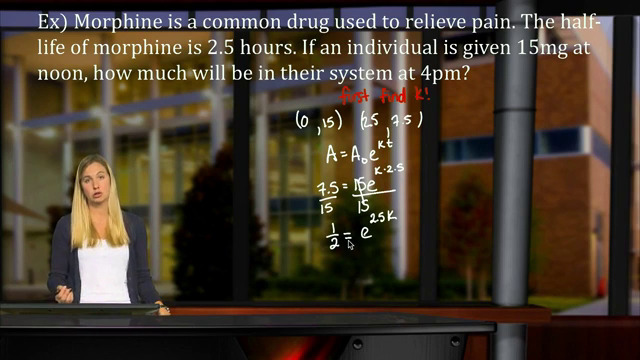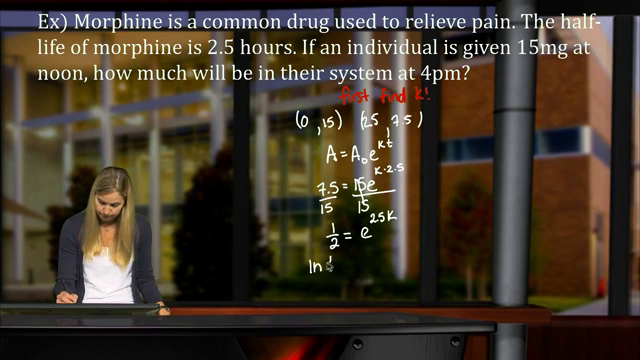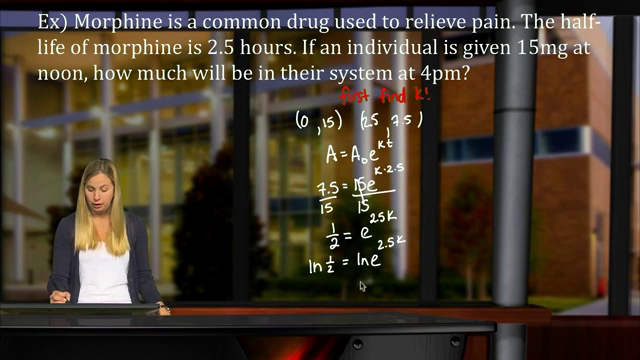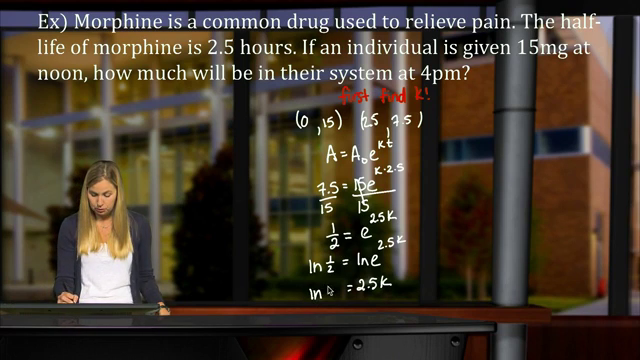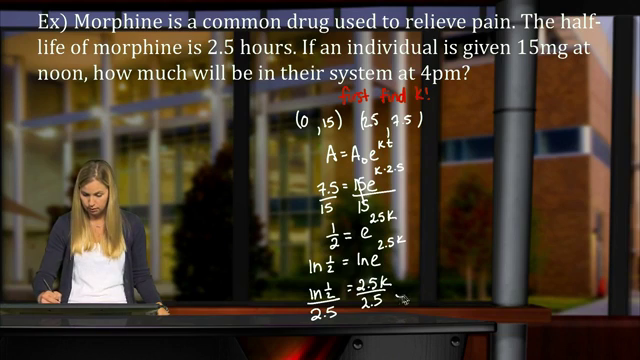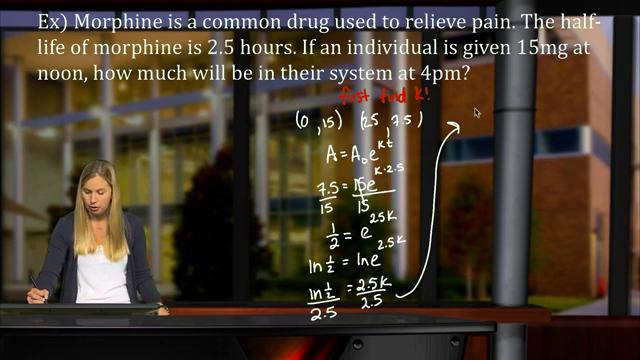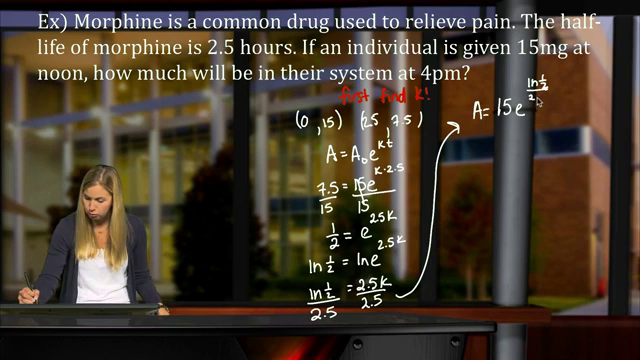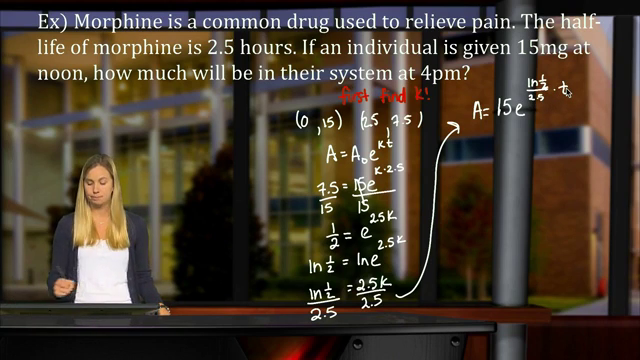And now we're going to take the natural log of both sides. The natural log of e to the 2.5k simplifies to 2.5k because of our inverse properties. Equals the natural log of 1/2. Divide both sides by 2.5. And we have our value of k. If we plug that back into our model, A is equal to, our initial amount was 15, e to the natural log of 1/2 over 2.5 times t.